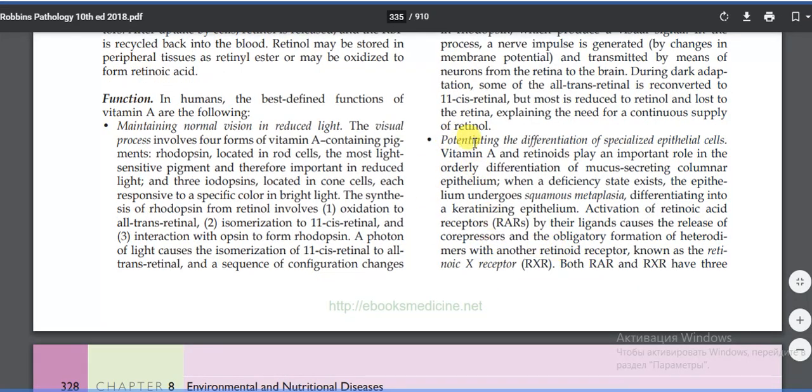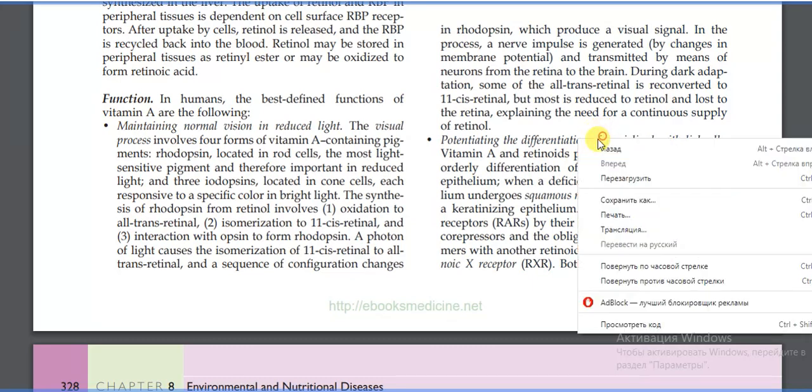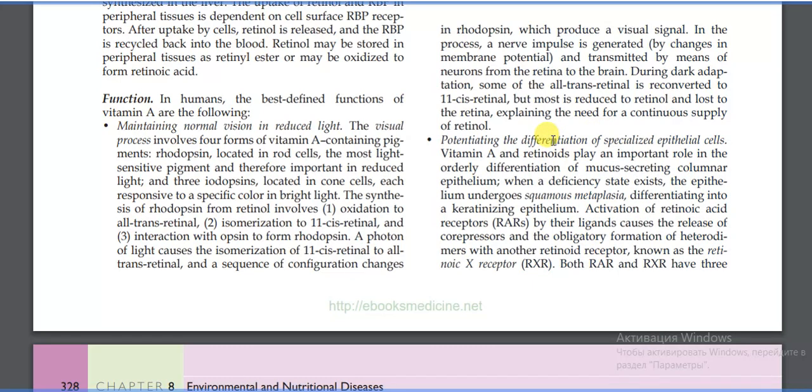Okay, potentiation, the differentiation of specialized epithelial cells. We discussed it a little bit in the second set of lectures about cell pathology. With deficiency of vitamin A, cells undergo squamous metaplasia, for example in the respiratory tract, which is similar to changes present due to smoking. This squamous metaplasia fails the normal differentiation of cells in the respiratory tract, and fails the normal mucociliary clearance there.